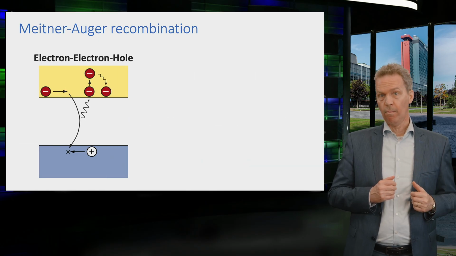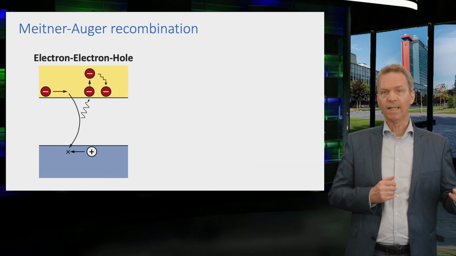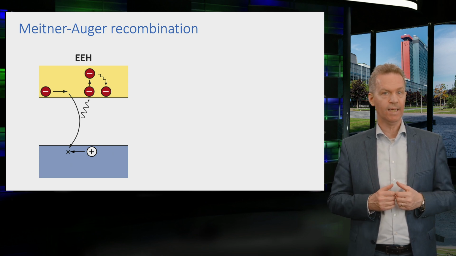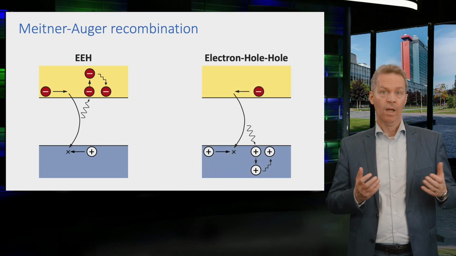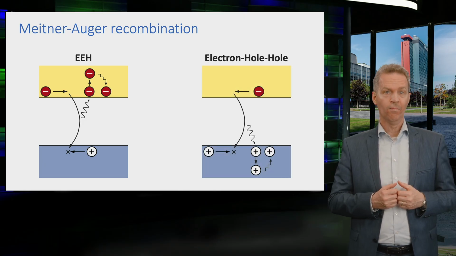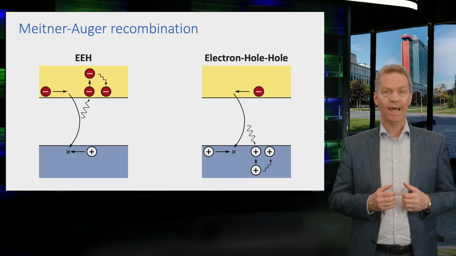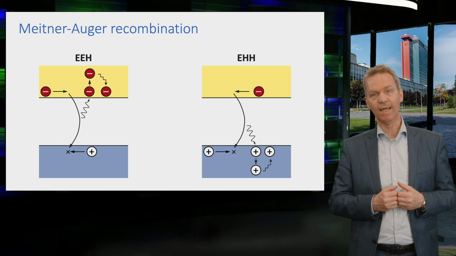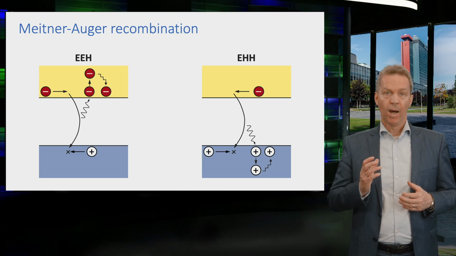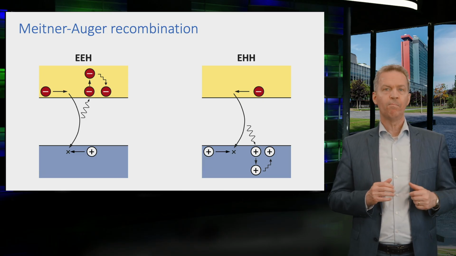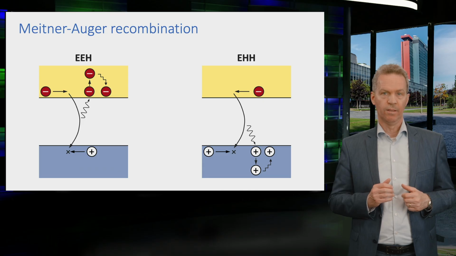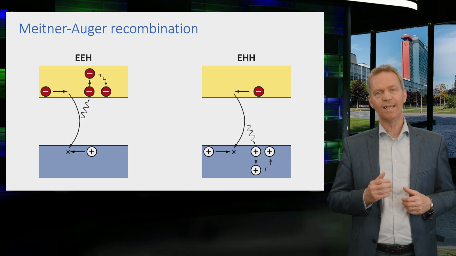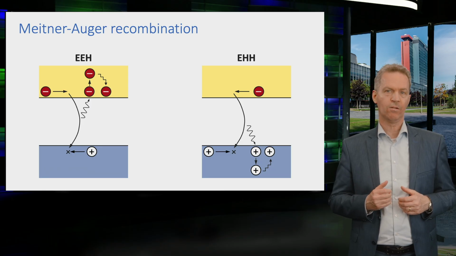When the third particle is an electron, it is an electron-electron-hole process, which is abbreviated as EEH. If the third particle is a hole, then obviously it is an electron-hole-hole process, which will be abbreviated as EHH. Meitner-Auger recombination strongly depends on the charge carrier concentration, since a higher concentration increases the probability that these three carriers can interact in this way.